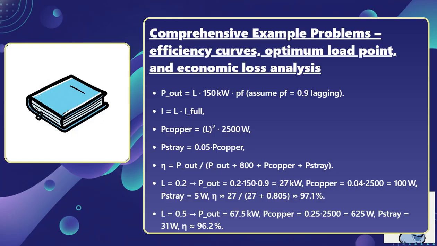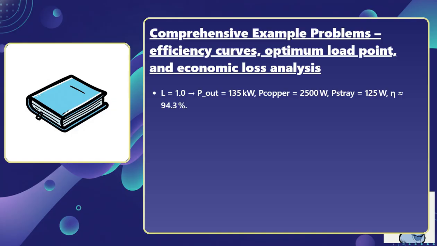L equals 0.5 gives P out 67.5 kilowatts. P copper equals 0.25 times 2,500 equals 625 watts. P stray equals 31 watts. Eta approximately 96.2%. L equals 1.0 gives P out 135 kilowatts. P copper 2,500 watts. P stray 125 watts.